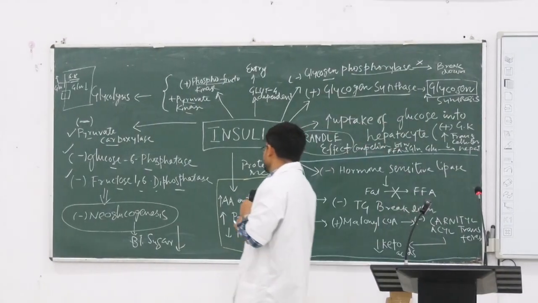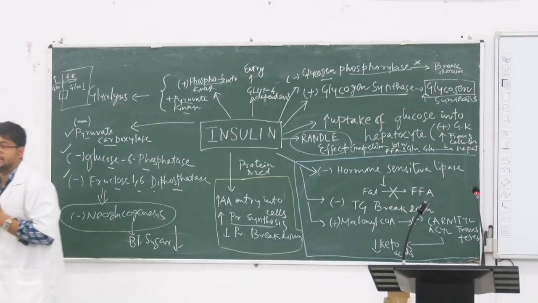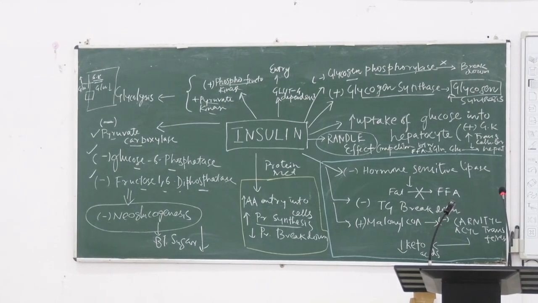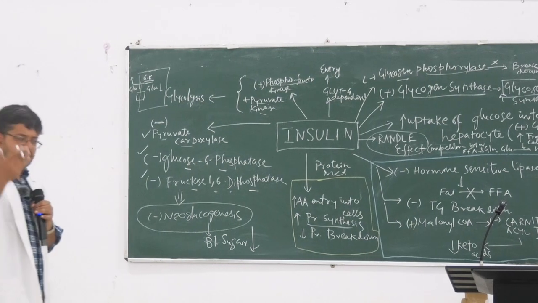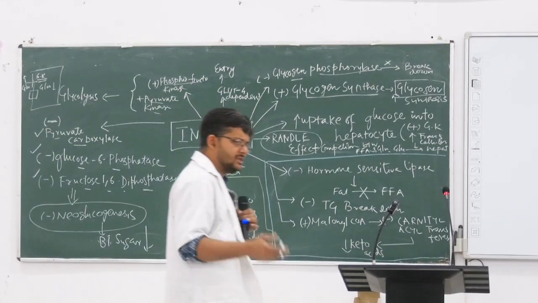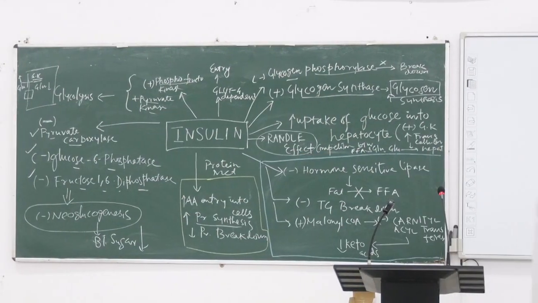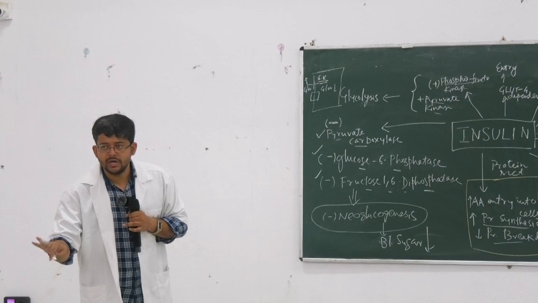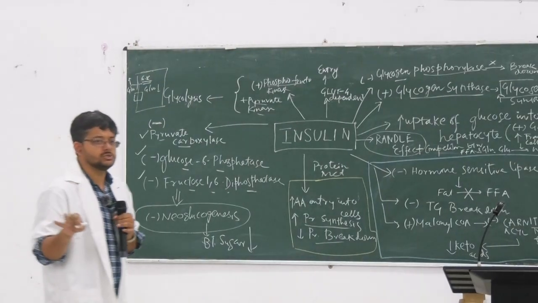Second, protein synthesis, because amino acid is getting into that cell, and further post translational modification and everything, everywhere the indirect or direct action of insulin is present. And the last one is that insulin reduces protein breakdown. The net effect of insulin is anabolic.